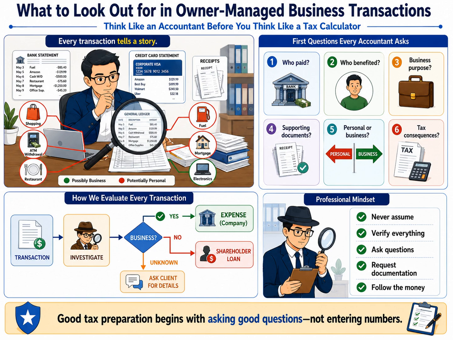If it has a legitimate business purpose and sufficient supporting documentation, it can generally remain as a business expense. If it is clearly personal, it should be removed from the expense accounts and usually recorded as a shareholder loan or shareholder benefit. If the facts are unclear, don't guess. Go back to the client and ask for additional information before making a decision.